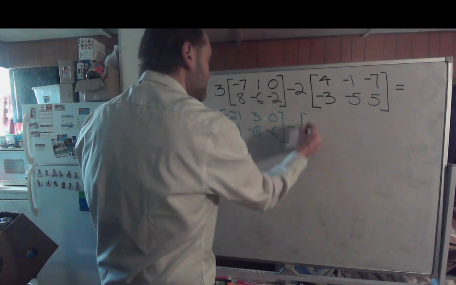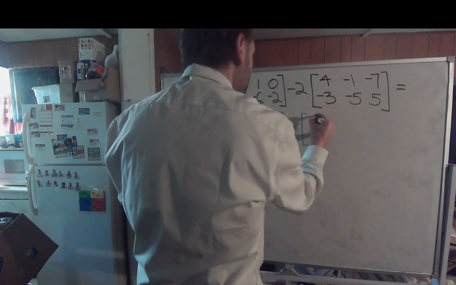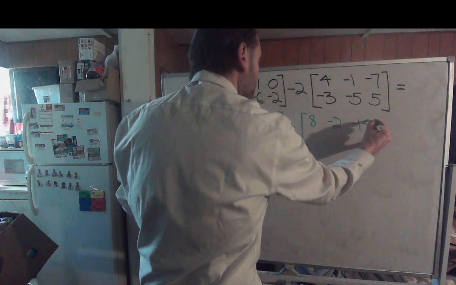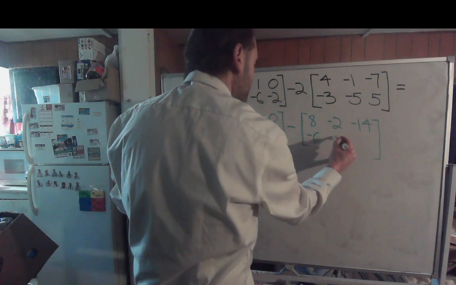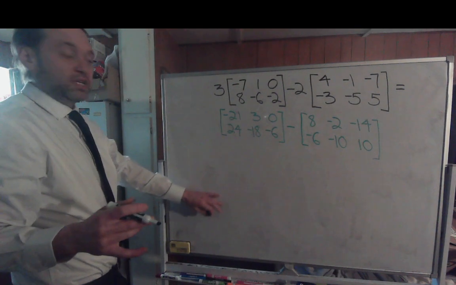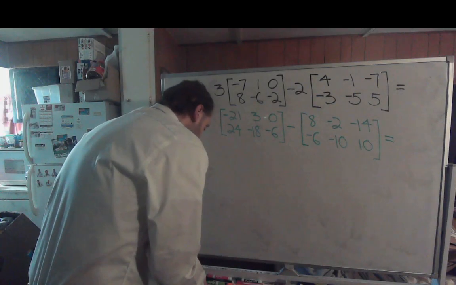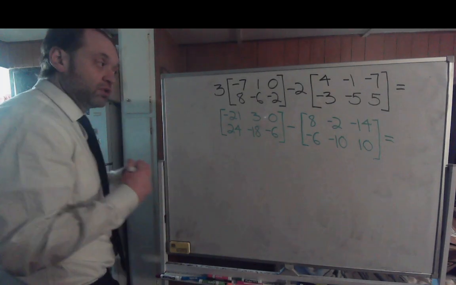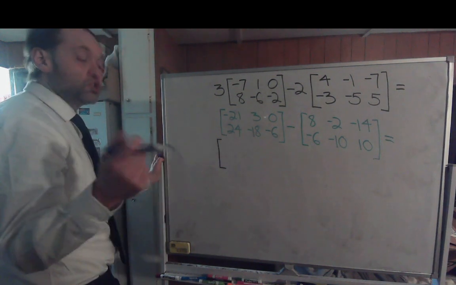Minus, let's just take 2 times our second matrix. So if I take 2 times 4, I get 8. 2 times negative 1 is negative 2. 2 times negative 7 is negative 14. 2 times negative 3 is negative 6. 2 times negative 5 is negative 10. And 2 times 5 is positive 10. Now we've done the scalar multiplication, and we have this in a form we can work with. So let's go ahead and do the matrix subtraction. And again, these are both 2 by 3 matrices, so we can totally do the subtraction. So you'll just subtract the corresponding entries and should get yourself another 2 by 3 matrix.